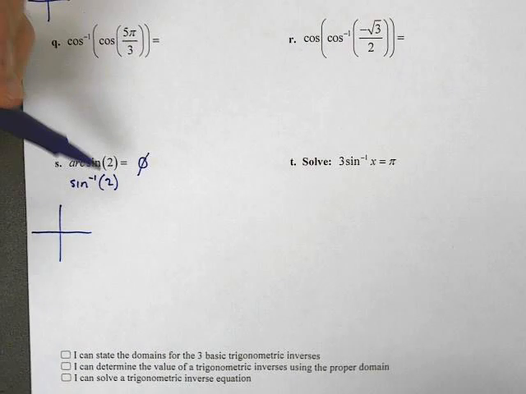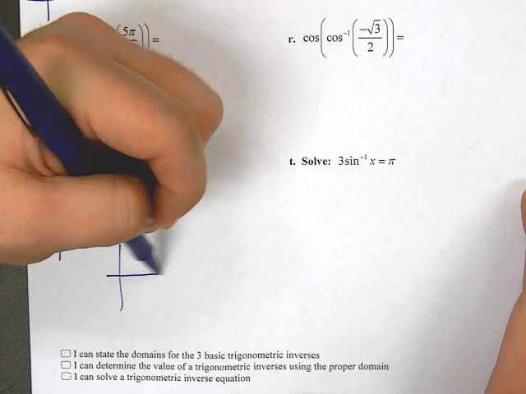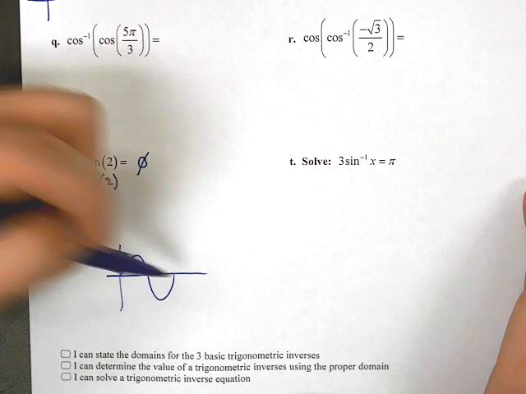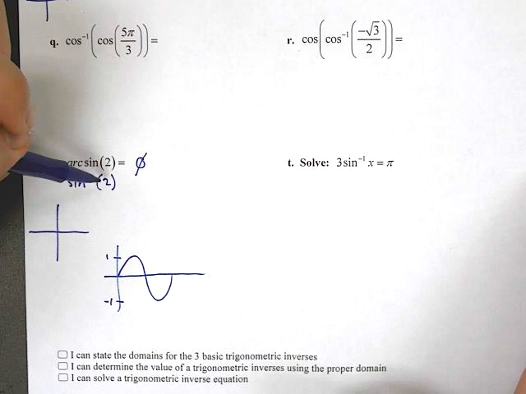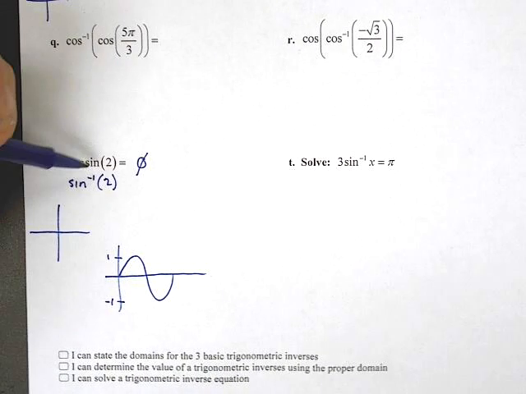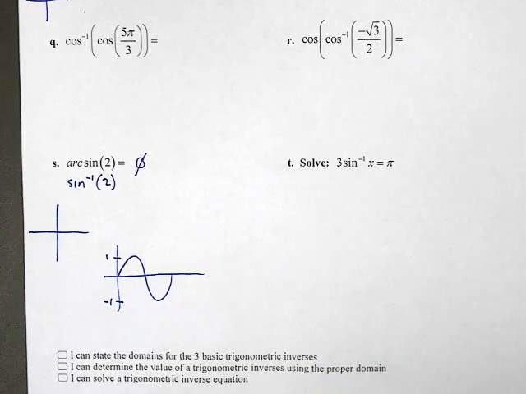I mean, we even knew when we were graphing, if we go back, right? A normal sine curve goes up to a max of 1 and down to negative 1. 2 is not inside that. So you cannot take the inverse sine of something outside of negative 1 and 1.